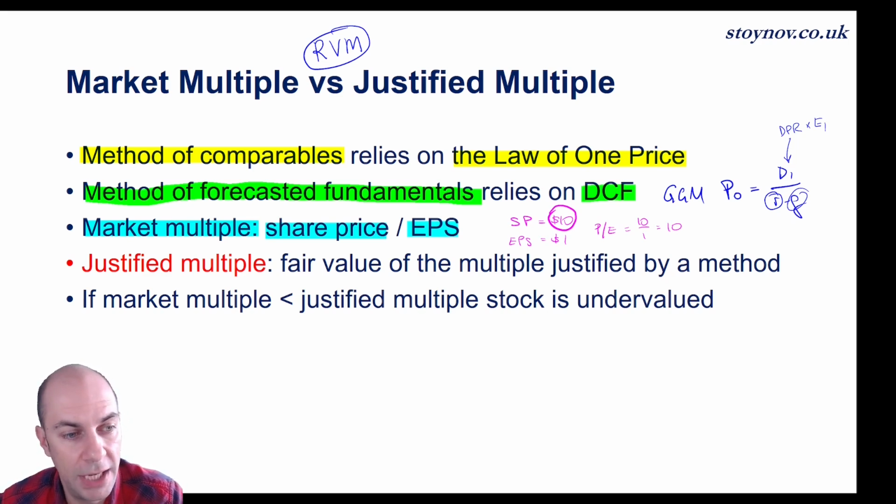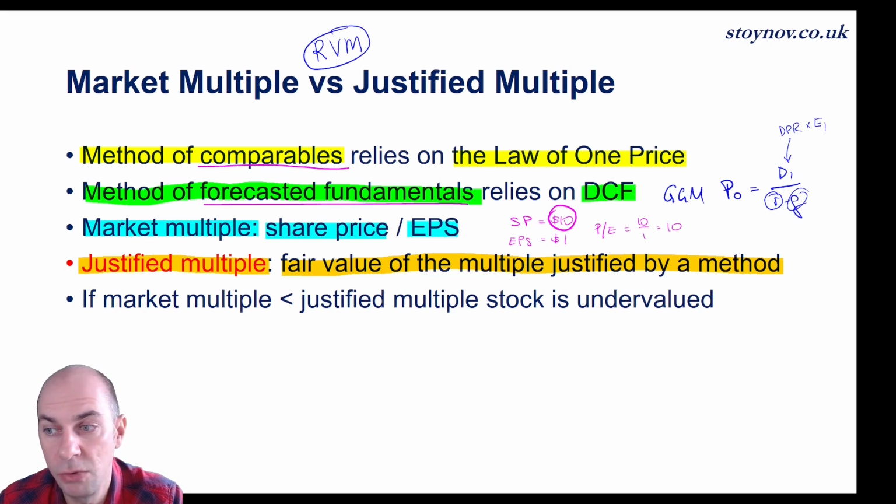You must be able to contrast this with a justified multiple. This is really the most important concept on the slide. Please know what a justified multiple is. A justified multiple is the fair value of the multiple justified by one of the above methods. Now, it can be justified because you worked it out by figuring out what the mean or median multiple of comparable companies in the same industry is. Or it might be coming from forecasted fundamentals. In other words, you use the Gordon growth model to derive the multiple.